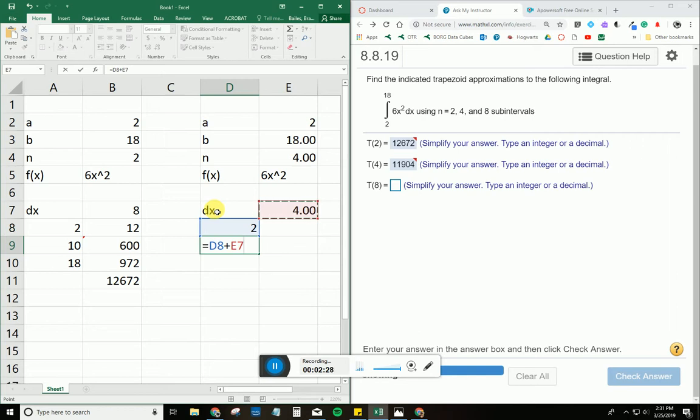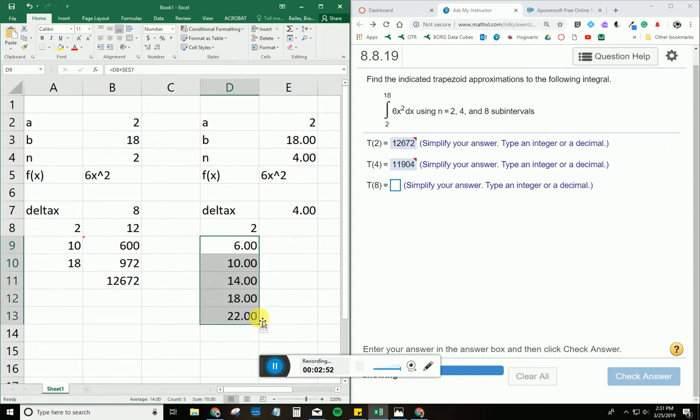I'm just abbreviating it. Anyways, I don't want delta x to change, so I'm going to hit F4, the function 4 key on my keyboard, or I can just type in those dollar signs. Either way, that means that E7 won't change. It'll always be E7. And hit down. All right, so now I'm going to drag it down. Ready? Oh, I hit 18, so this one's extra.